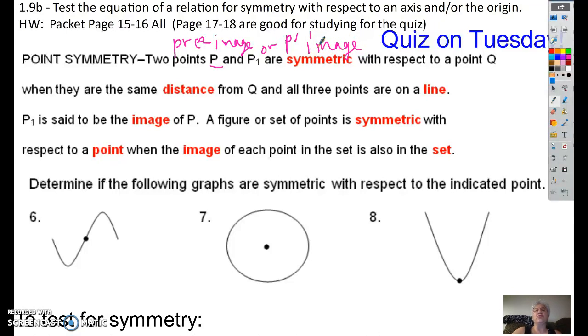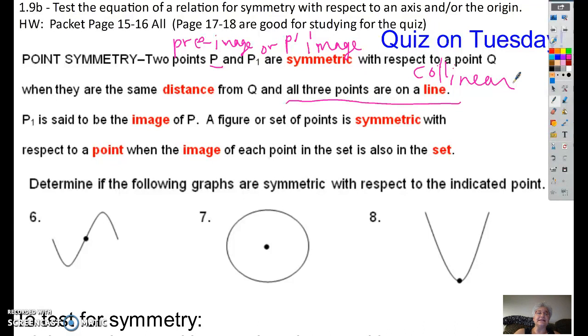So this is what ends up after we've transformed something. And we know that these 2 points, the pre-image and the image, are symmetric with respect to some point Q when they're the same distance from point Q, and all 3 points are on a line, if you remember also from geometry, we call that collinear. P1 or P prime is said to be the image of P. A figure or set of points is symmetric with respect to a point when the image of each point in the set is also in the set.